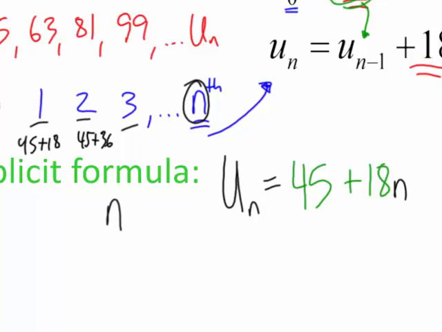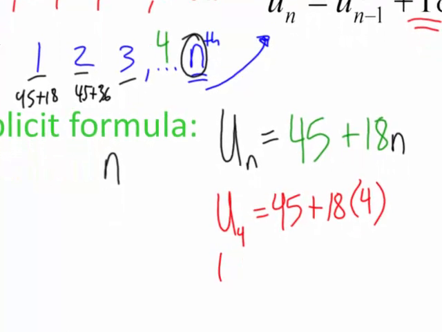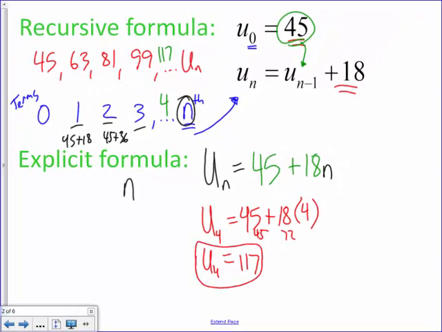So now I could use that equation. Let me test it. What would be the fourth term if I did another 18? That'd be 117. So if I plug in 4 for n, let's try that. I'm going to find u sub 4, the fourth term: 45 plus 18 times 4. 18 times 4 is 72, and 72 plus 45 is 117. So yeah, it worked out. The fourth term is 117.